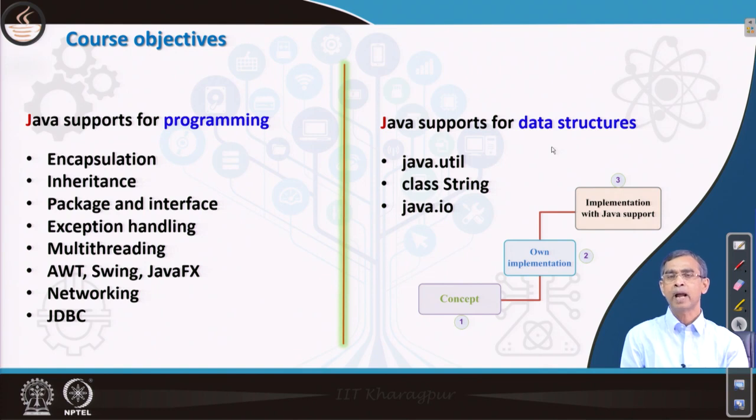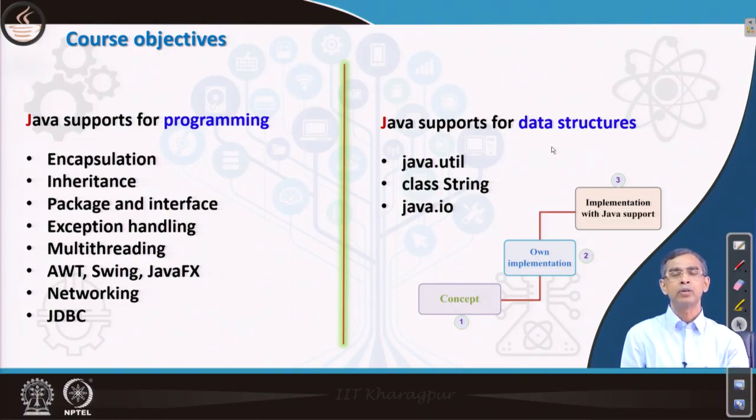If you want to have data structures in the full sense, you have to be a master of this package, java.util. There is also a default package that is always essential. Without it no Java program can be written, and it is the java.lang package. In java.lang there are several classes, out of which one class, String, is very important. Learning this String class is very important.